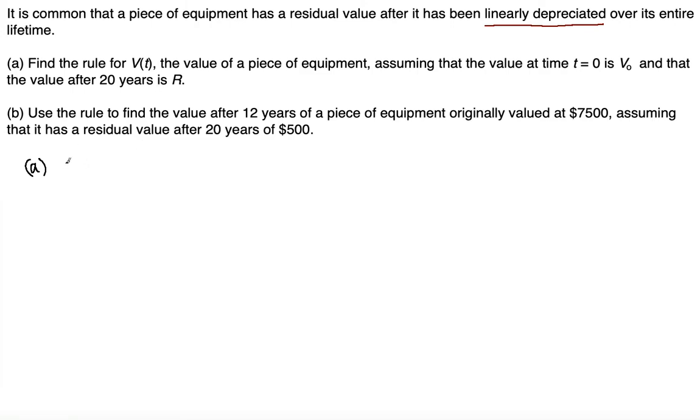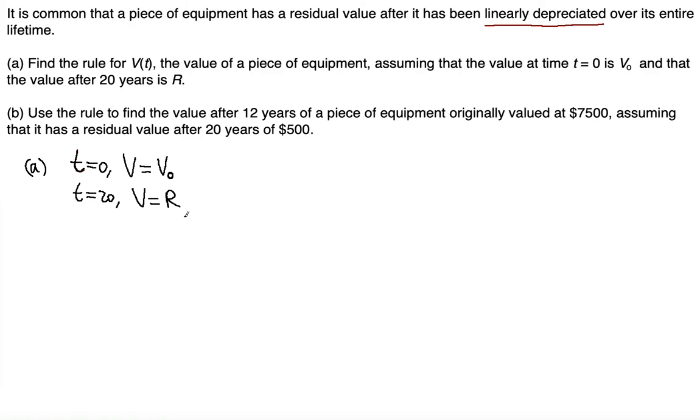So now we have to realize that at time t equal to 0, it says that the value is going to be the initial value, which is v subscript 0. Now it says the value after 20 years is r. So that means when t is equal to 20, v, the current value of the equipment, will be r. That will be the value.